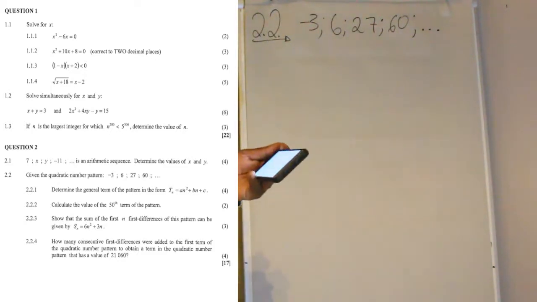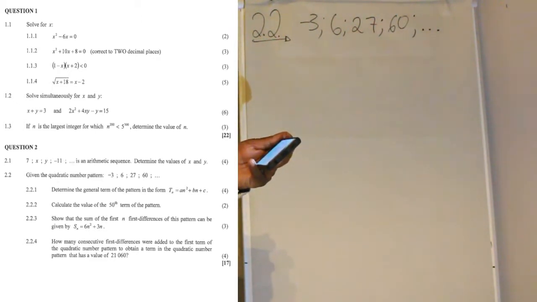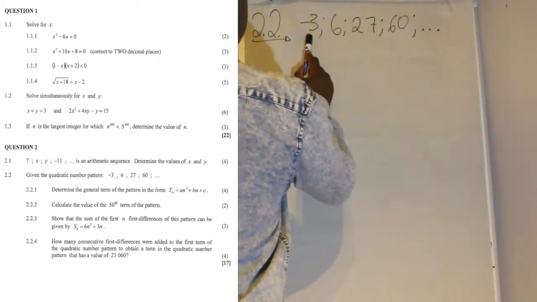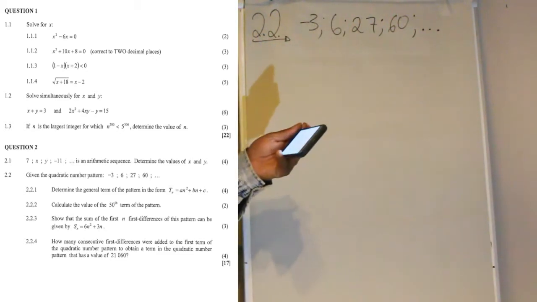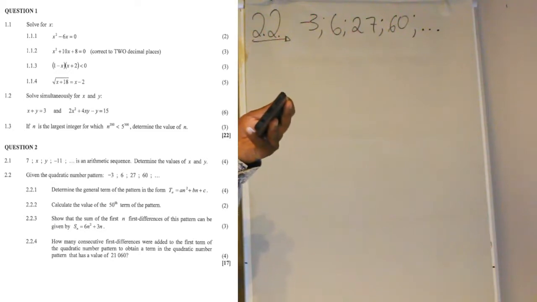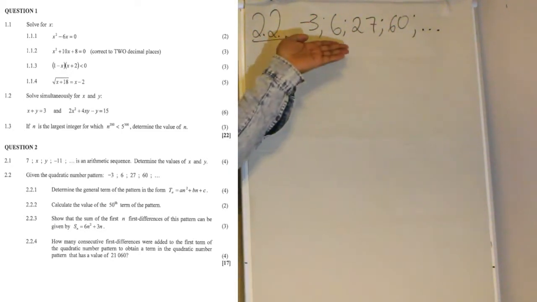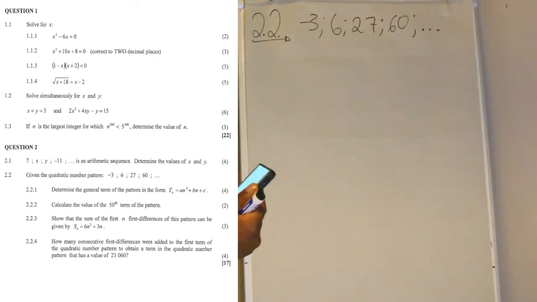Okay, so now we proceed to 2.2. Given the quadratic number pattern -3, 6, 27 and 60 going forward. So we're going to answer the following question. We're told that this is a quadratic number pattern, so there are questions that follow.